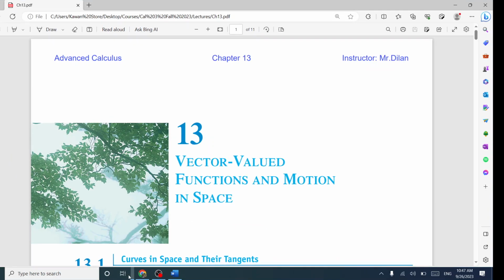Again, we are going to talk about chapter 13, which is about vector valued functions, because later we have vector fields. Later on, we are going to talk about vector fields in the next chapters. So the important thing is what?